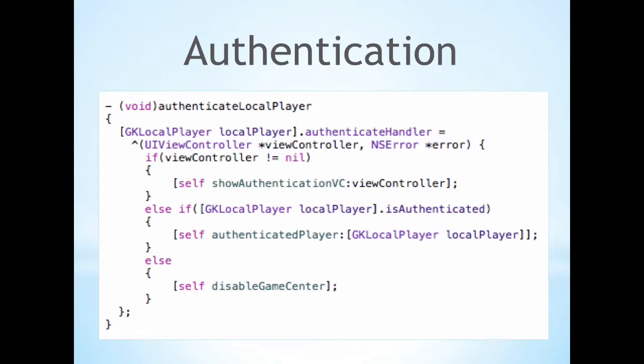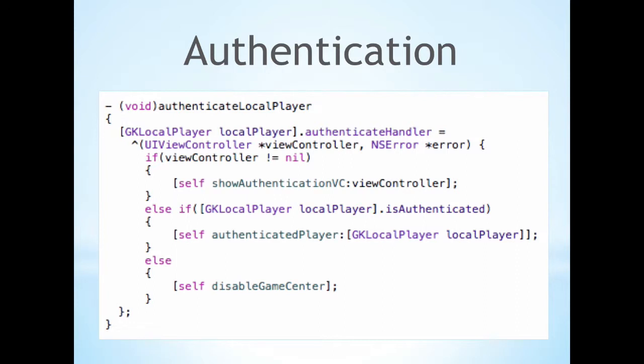So what this is doing is you're just setting the authentication handler block. And this is the view controller that we talked about. And this is a sample method. But pretty much, this is just showing the view controller. This would be the root view controller, show this view controller. And then you want to check to see if they're authenticated.